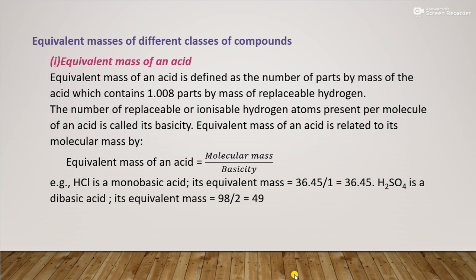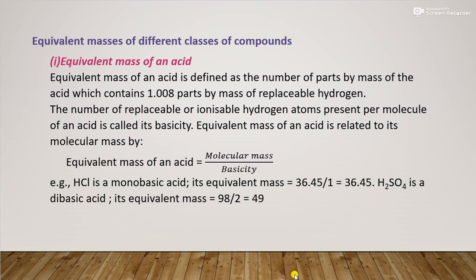The first class of compounds is acid. Equivalent mass of an acid is defined as the number of parts by mass of the acid which contains 1.008 parts by mass of replaceable hydrogen. Okay, so equivalent mass of an acid is the number of parts by mass of the acid which contains 1.008 parts by mass of replaceable hydrogen.